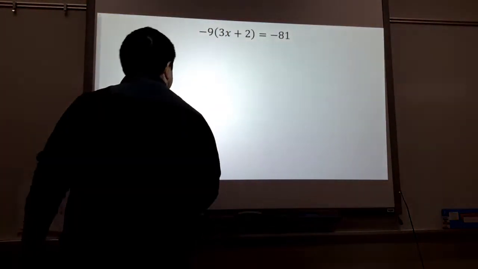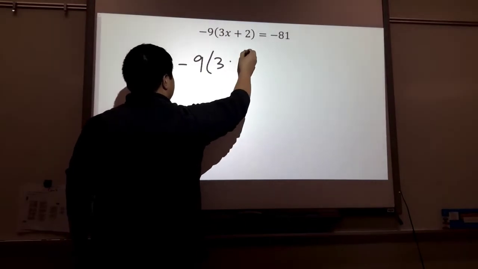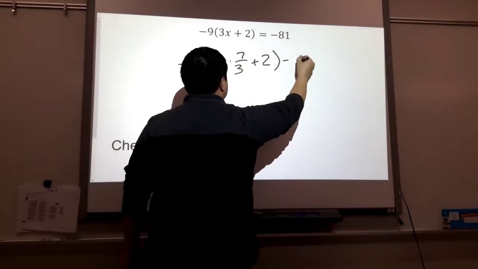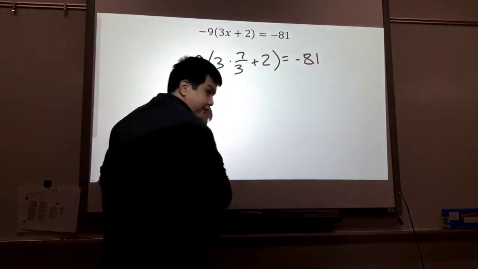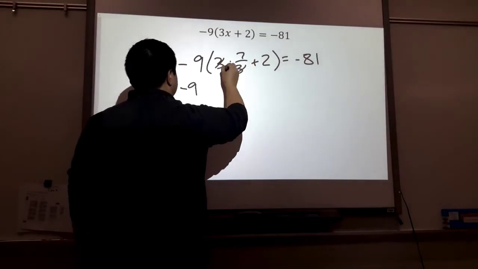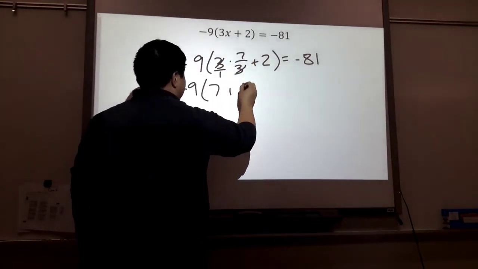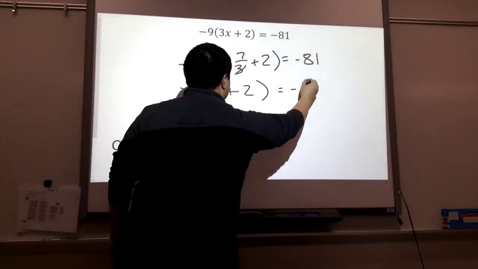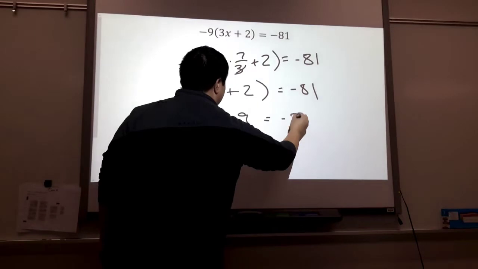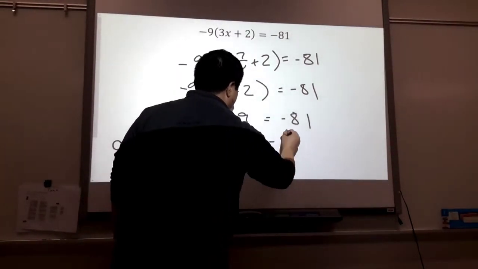So let's do the check. We're going to plug in 7 thirds wherever we see an x, and hopefully that will get us negative 81. Here we got negative 9 cross cancel because this is over 1, which makes us 7 over 1, which is 7 plus 2, negative 81. 7 plus 2 is 9, so we got negative 9 times 9 equals negative 81, and negative 81 equals negative 81.